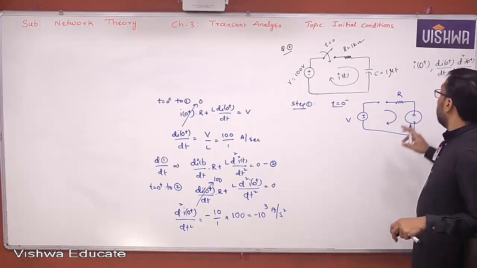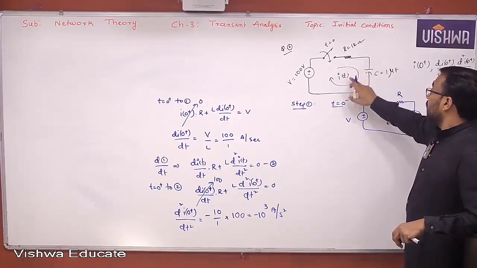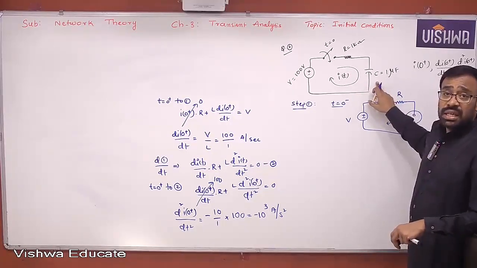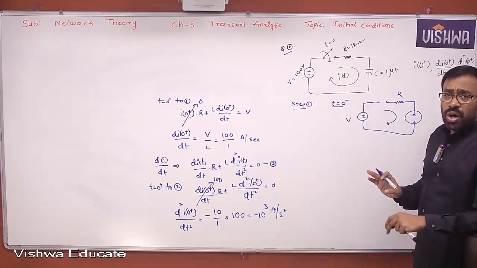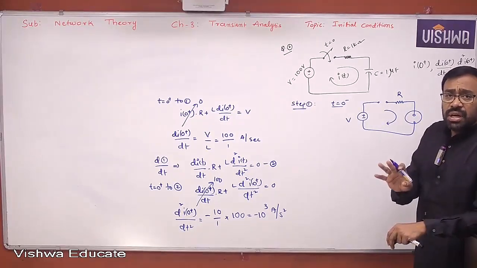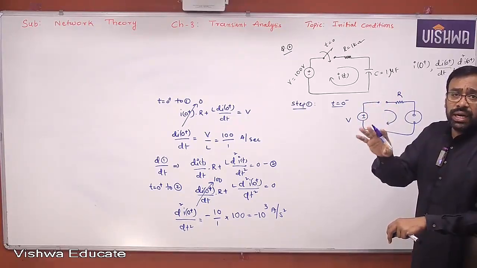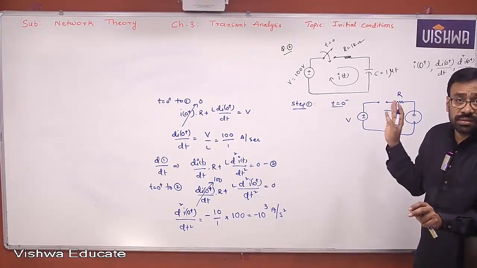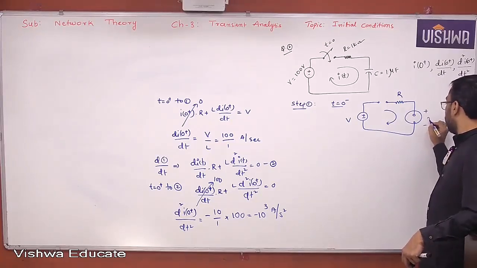What is the question actually asked here? Current i of 0 plus. But what is i? Current through the resistor and current through the capacitor. Whatever the question might be, we don't bother about that. In the first step, our concentration is always on finding the current through the inductor and the voltage across the capacitor. That's it. So my objective is to find Vc of 0 minus.